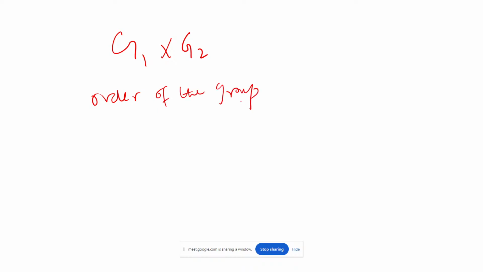What is the order of a direct product group? If you are given a G1 and a G2, let's say the order of G1 is N1 and the order of G2 is N2. The direct product group G1 cross G2 will have, what will be the order of that group? Do you know? What will be the order?